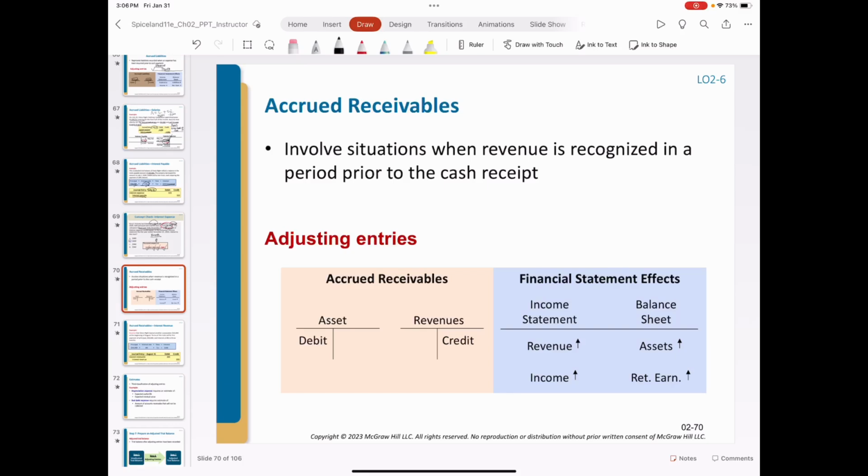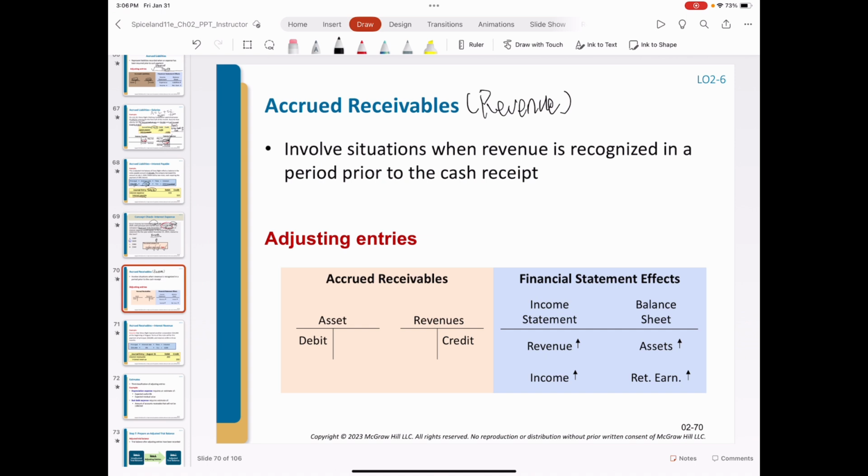The next is accrued receivables or accrued revenues. Different books have different terms. This involves situations when revenue is recognized while the cash receipts will be in the next accounting cycle.